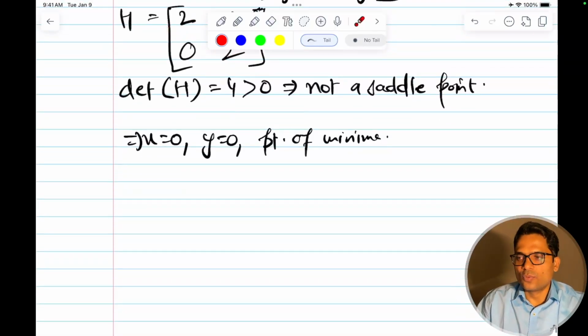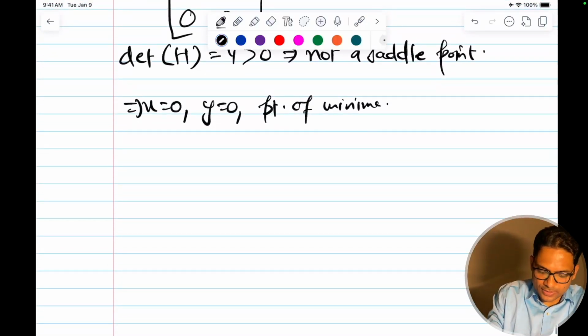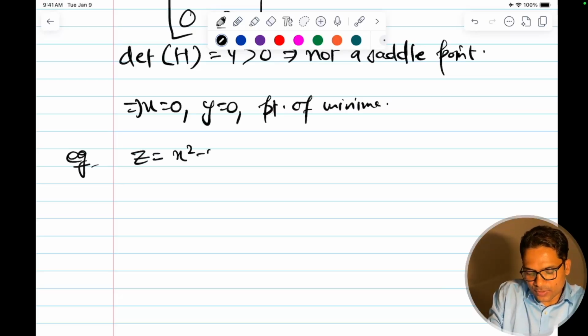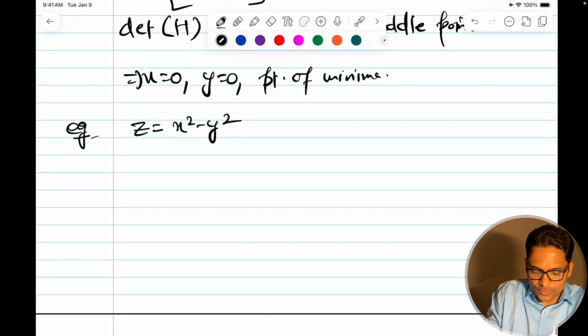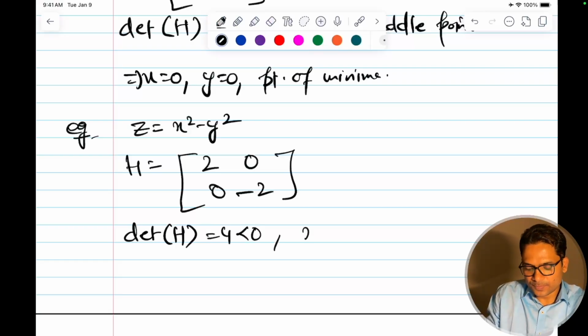But what if my function is different? For example, z is equal to x square minus y square. What will my Hessian become? This will become 2, 0, 0, and instead of plus, that is minus, it will be minus 2. And if we take the determinant of the Hessian, this will be equal to minus 4, which is less than 0. This implies that it is a saddle point.